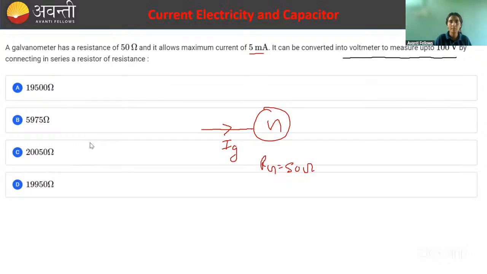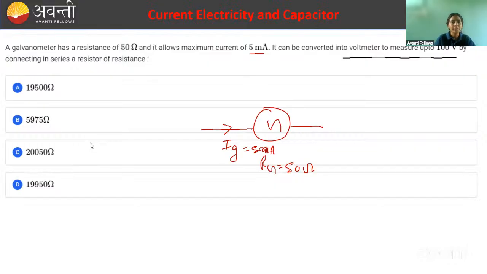Okay, Kiran, fine, no problem. So the Ig value here is given as how much? 5 milliampere. So this is the maximum current that the galvanometer can accept. This is the galvanometer, okay? Rg is 50 ohm. The maximum current that it can receive is 5 milliampere.